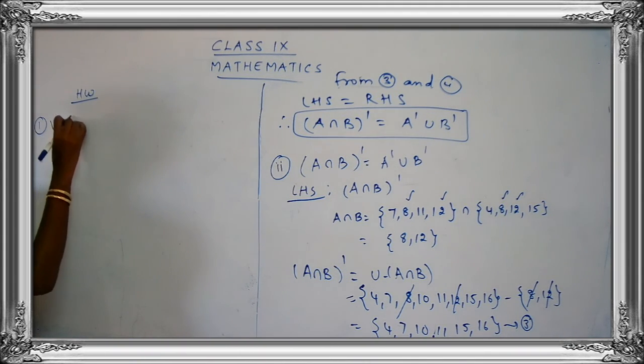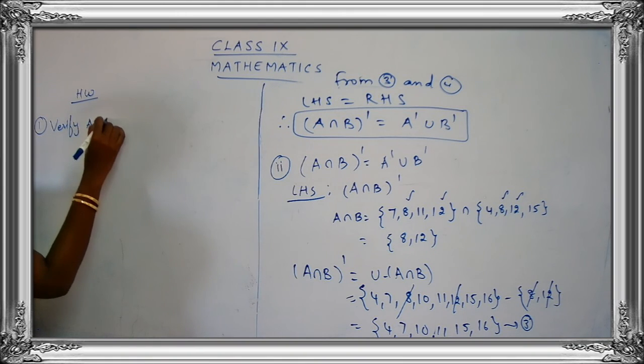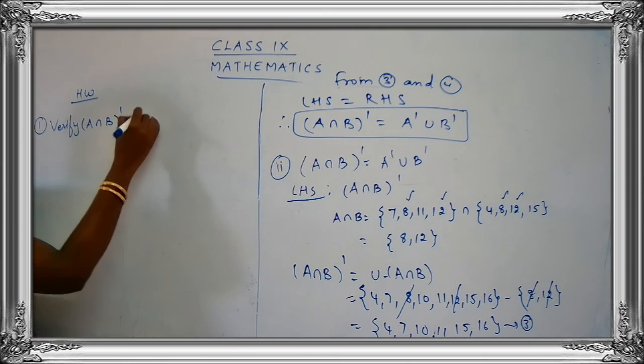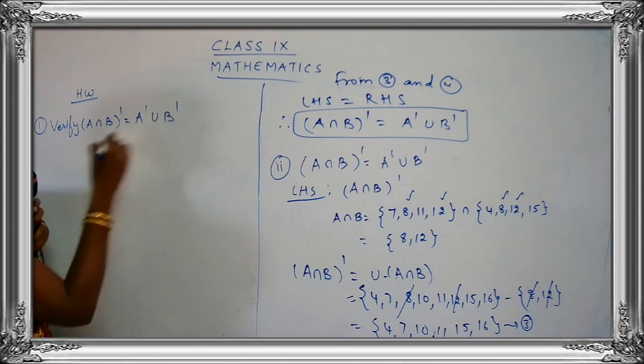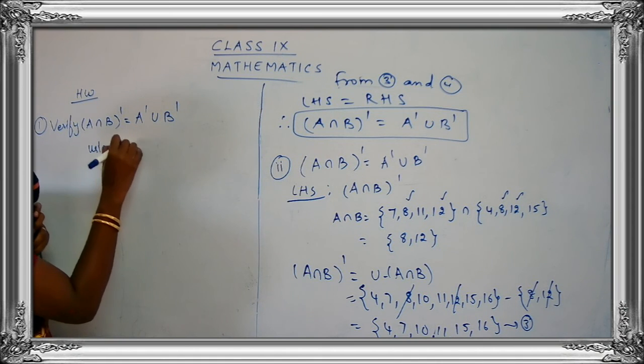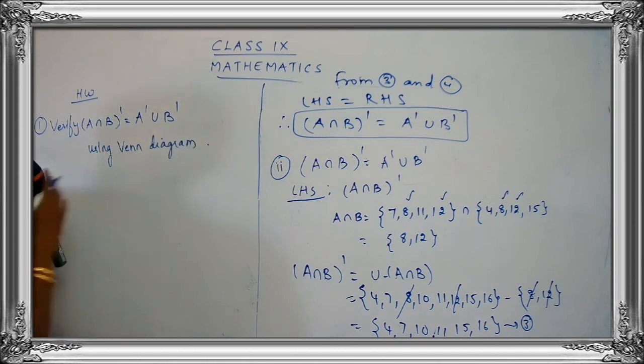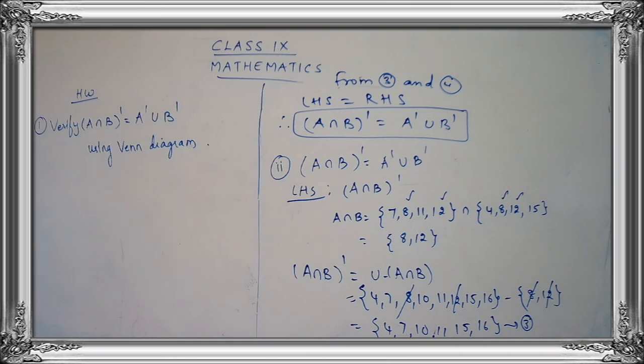Verify A intersection B the whole dash is equal to A dash union B dash using Venn diagram. This is the first question. I hope you are ready with the homework page. Have you taken the homework page, children? Write down the first question. This first question is the 11th question itself, okay? So verify A intersection B the whole dash is equal to A dash union B dash using Venn diagram.